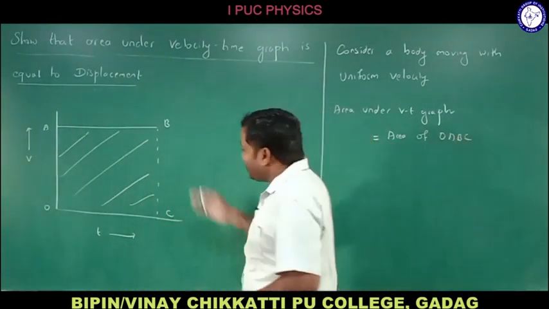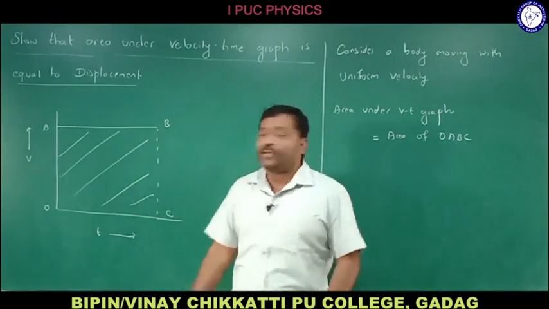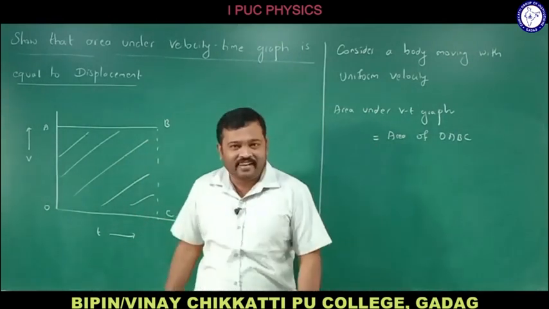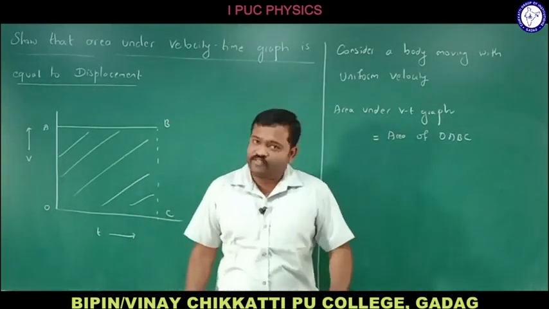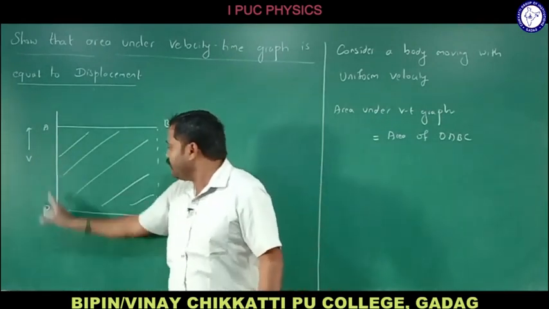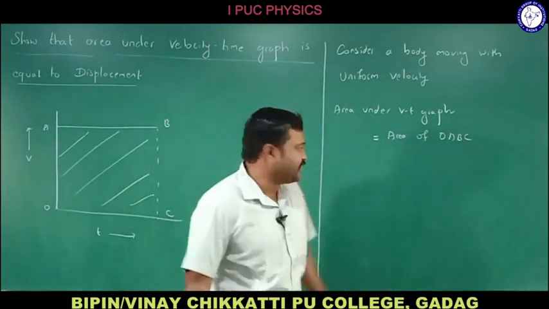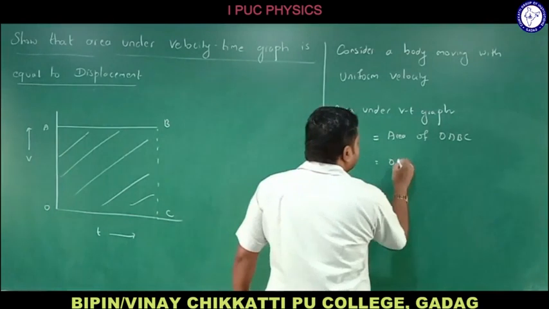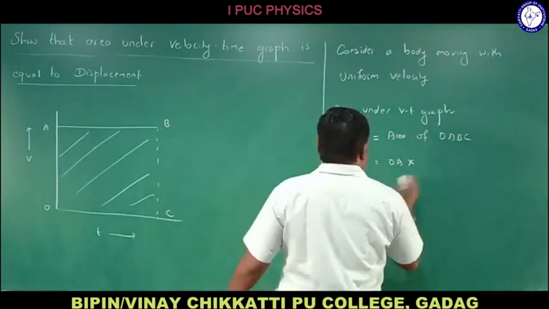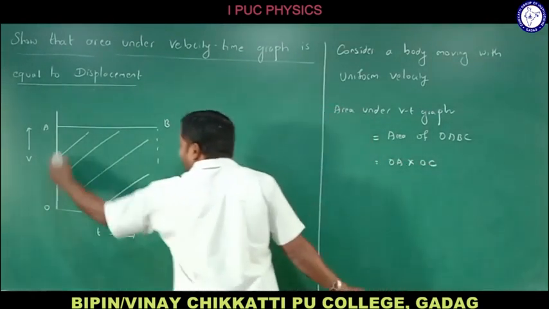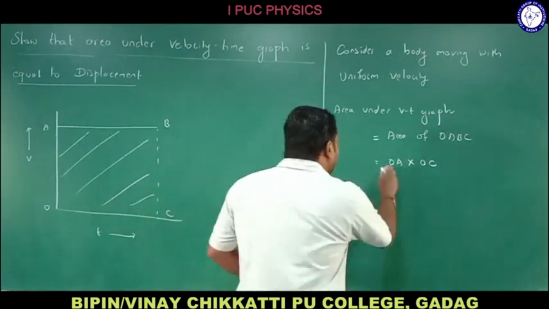OABC. That is the area under the VT graph, right? How to calculate OABC? OABC is a rectangle, so you know how to calculate the area: length into breadth. OA into OC. Shall I write here? Right. So the area of OABC is OA into OC.